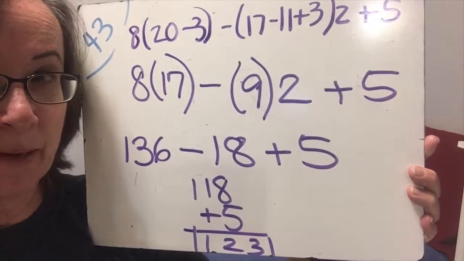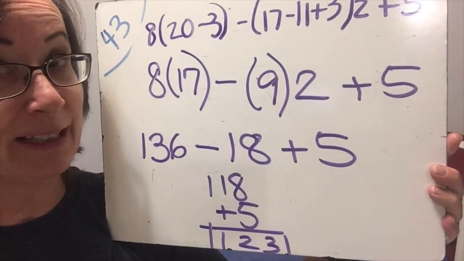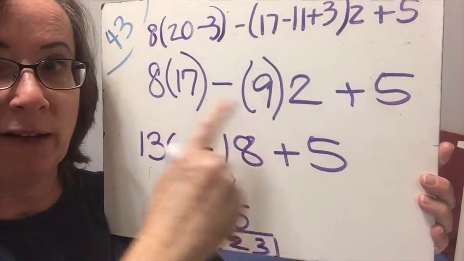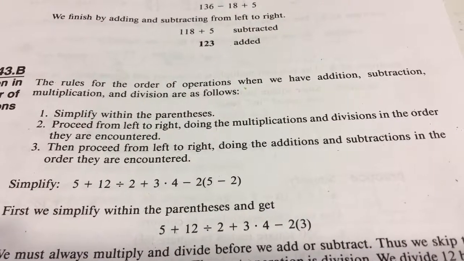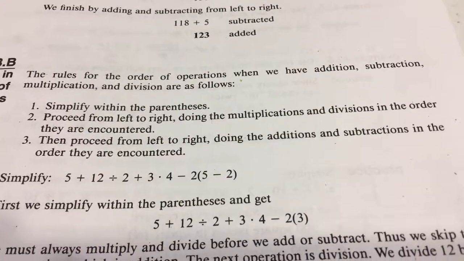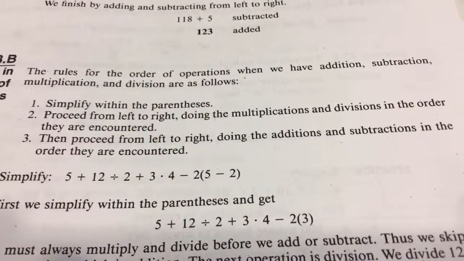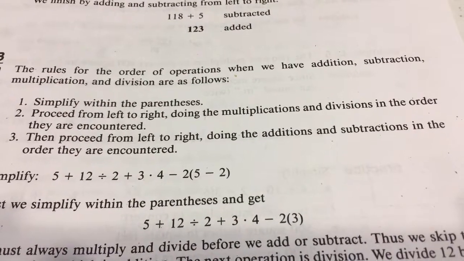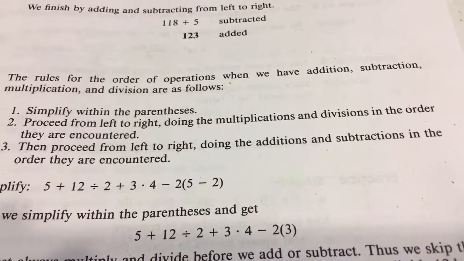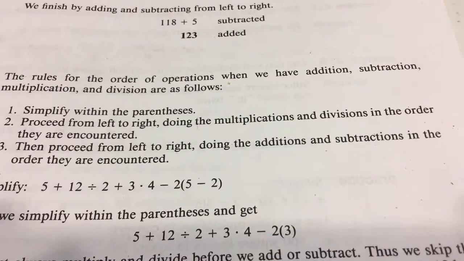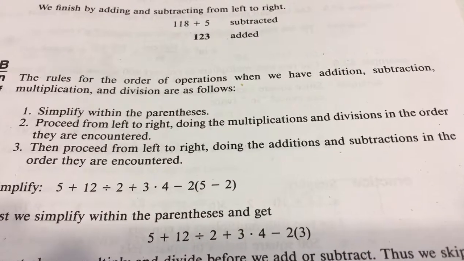So now we're going to come back with division in the order of operations. We haven't done division, but it comes right with multiplication. Okay, now your book is giving you a simplified version of the order of operations. They say simplify within the parentheses and then proceed from left to right doing the multiplications and the divisions in the order that they are encountered. Then proceed from left to right doing the additions and the subtractions in the order they are encountered.